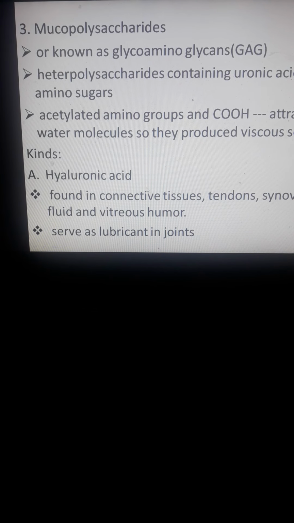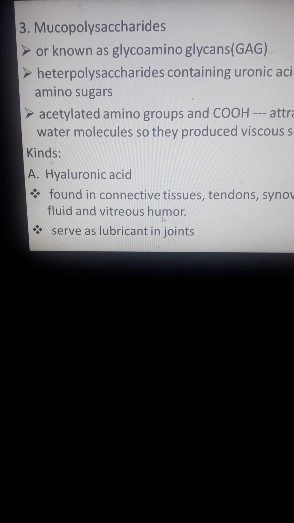So we have another kind, hyaluronic acid, a mucopolysaccharide that is found in connective tissues, tendons, synovial fluid, and vitreous humor. It serves as a lubricant in joints. Usually this is used in the treatment of arthritis. In arthritis, there is a small amount already of synovial fluid, and one component of synovial fluid is hyaluronic acid. So Hyalgan is the name of a drug that is used for the treatment of arthritis.